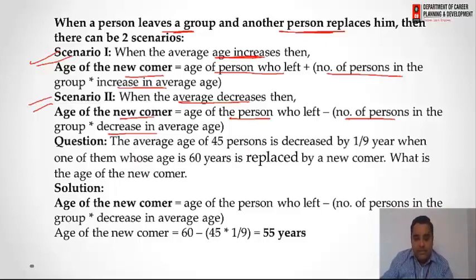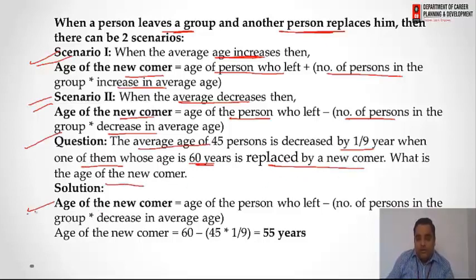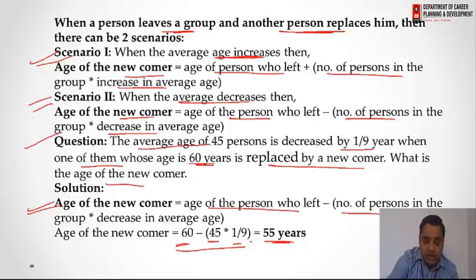The example of this is the average age of 45 persons in the group decreased by 1 by 9 years when one of them whose age is 60 years is replaced by a newcomer. What is the age of the newcomer? Now the age of the newcomer is, as I said, the age of the person who left the group, that is 60, minus the number of persons in the group, there are 45 persons, multiplied with the average decrease, that is 1 by 9. If you solve this equation, the answer is 55 years. It means the newcomer is 55 years of age.